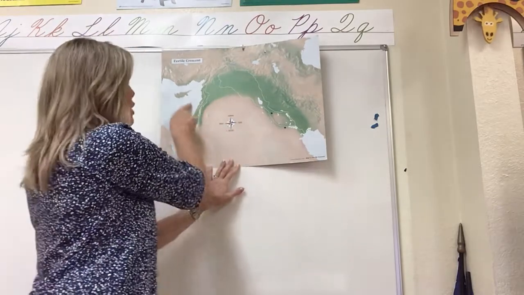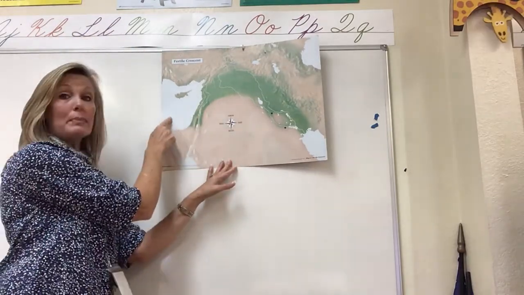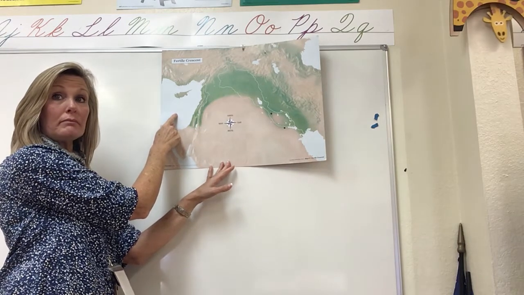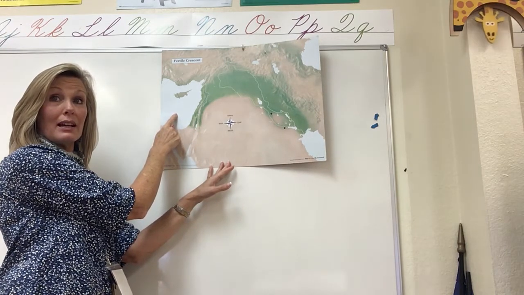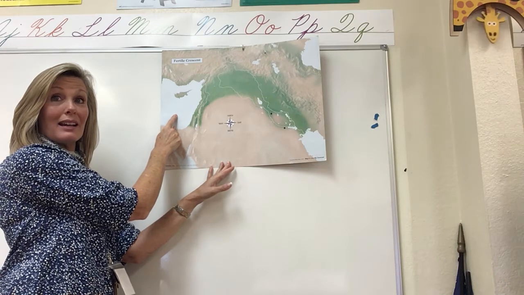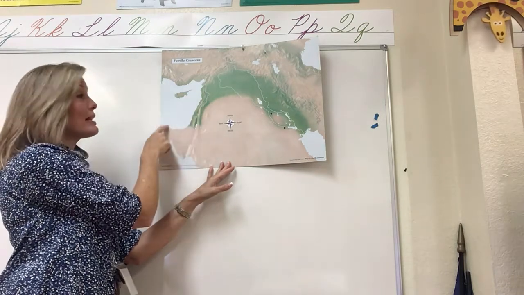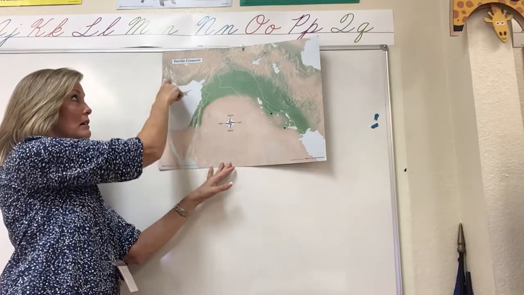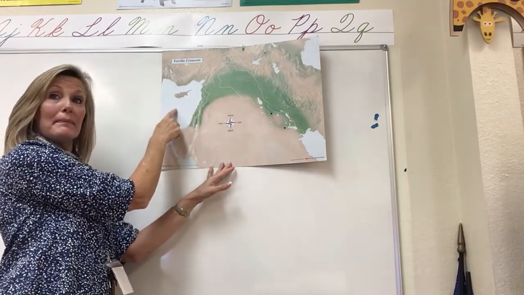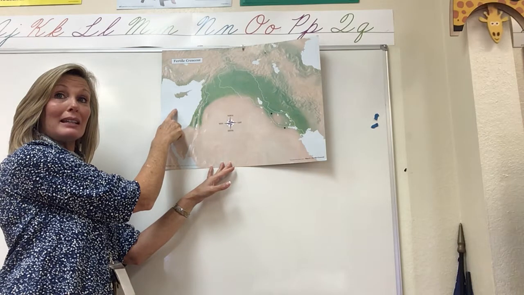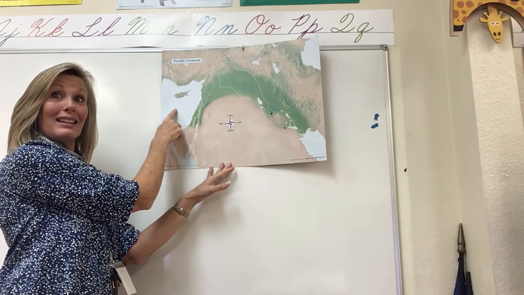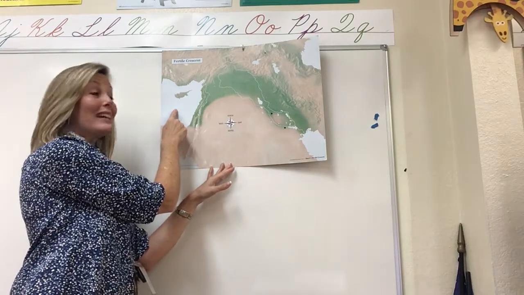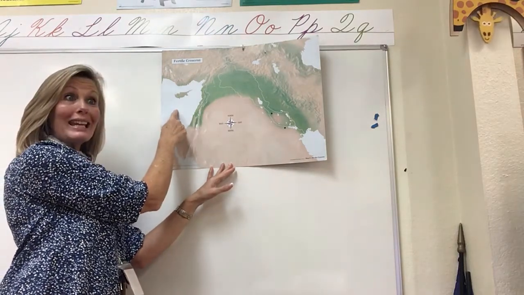For the test, you'll also need to know what this place is. What is this body of water? Emma? We talked about it in Bible because it literally means in the middle of the land. Mediterranean. So this is the Mediterranean Sea.